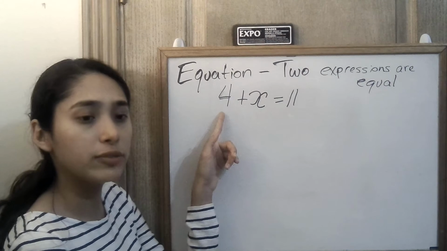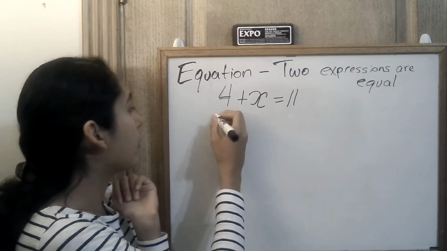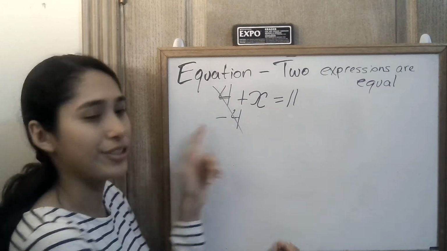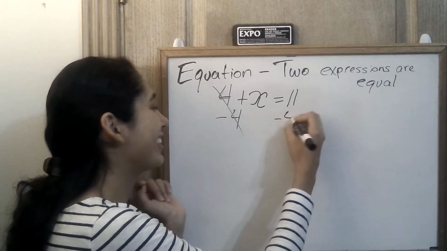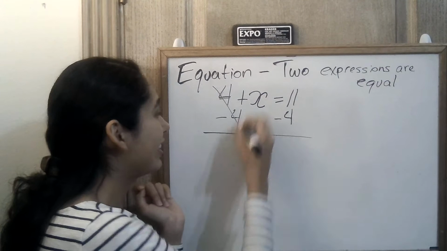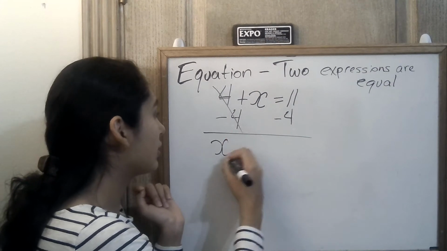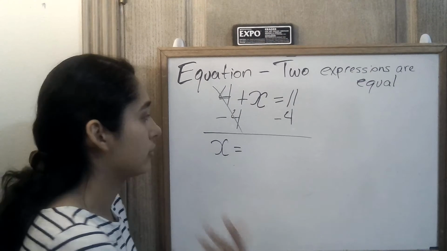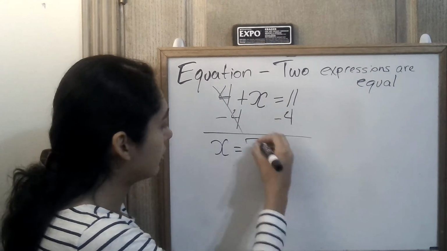This is a positive 4, so we can undo that with a negative 4 or minus 4. It's so fun crossing out numbers or values. So then we're just left with a positive x. 11 minus 4 is 7.